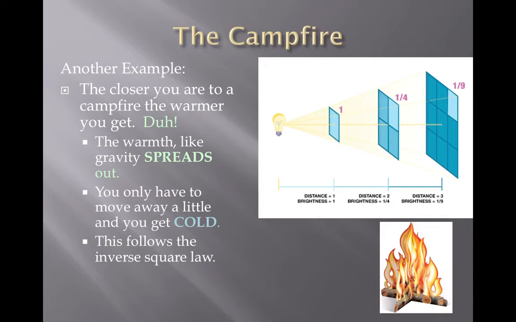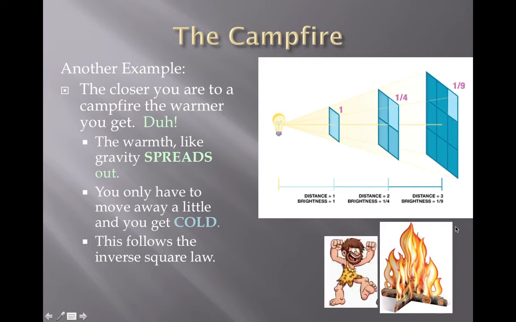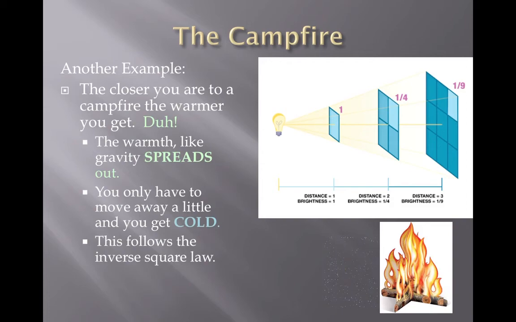Another example is a campfire. There's nothing to write here, so just look up here. The further you get away from a campfire, the colder you get. Duh. Or the closer you are, the warmer you get. Because the heat has to spread out like this light does. When you're really close, you're very bright. The further you get away, the less bright you are because the light's got to cover more area. So when I'm close, I'm warm. When I'm far away, I'm cold.